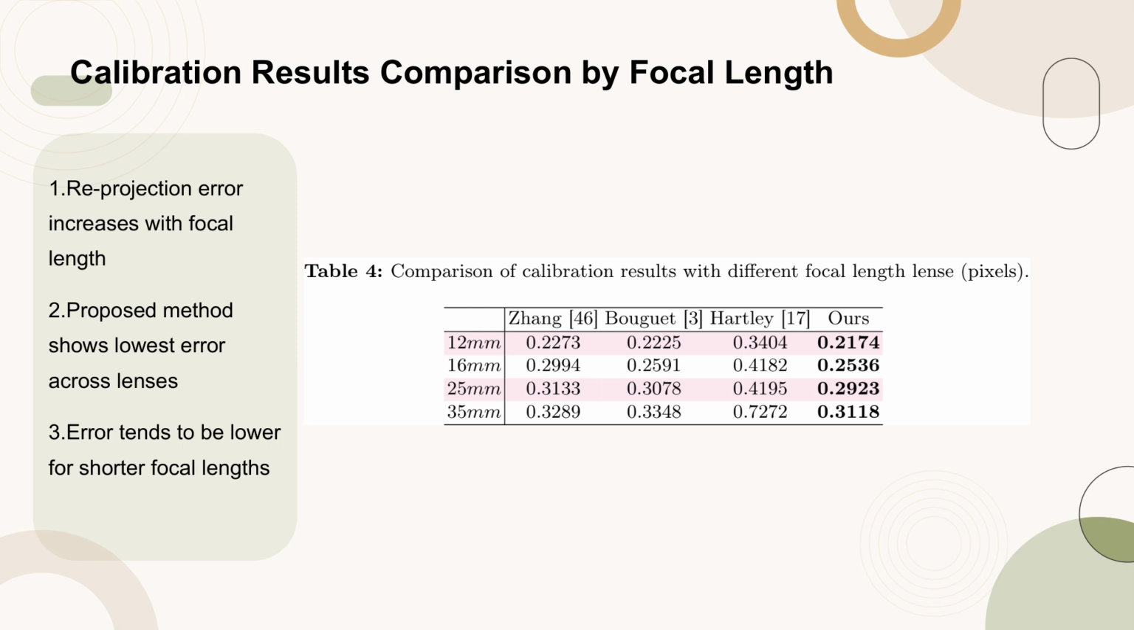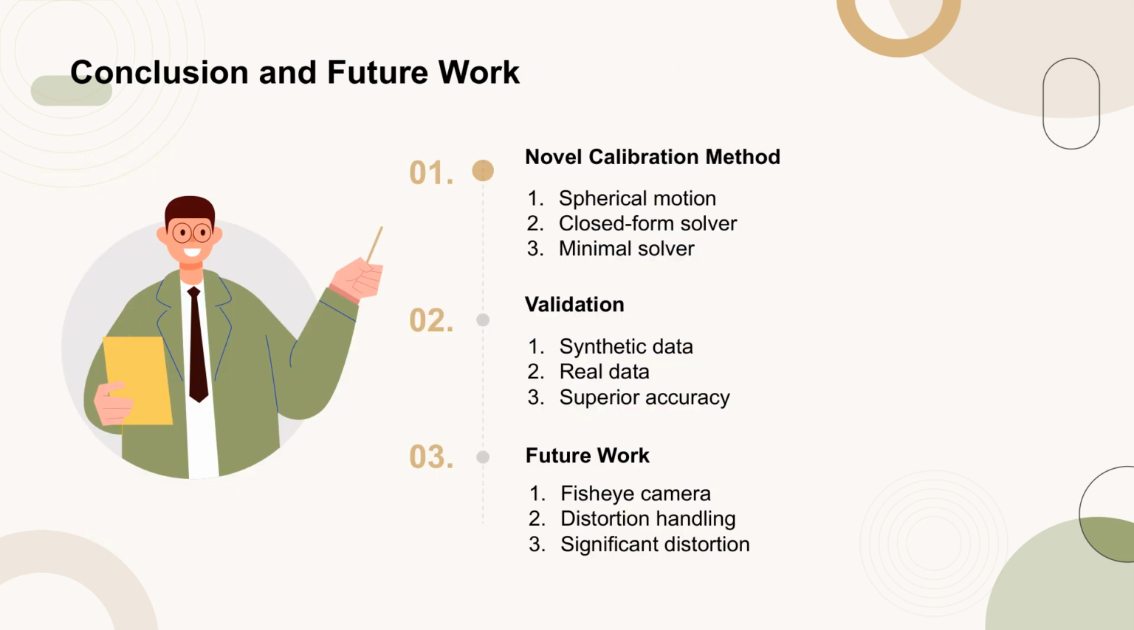Table 4 presents a comparison of calibration results obtained using different focal length lenses, measured in pixels. The data indicates that the reprojection error tends to increase as the focal length of the lens increases. Among the evaluation images, the proposed algorithm demonstrates the lowest reprojection error for lenses with varying focal lengths. This trend suggests that shorter focal lengths generally result in lower calibration errors. The results confirm the effectiveness of the proposed Collimator system and method, highlighting its superiority in camera calibration accuracy compared to existing methods.